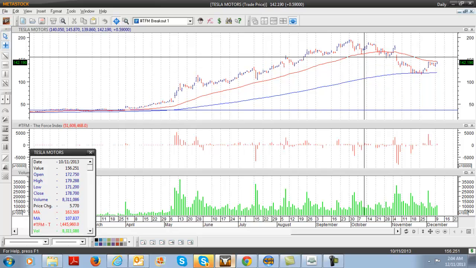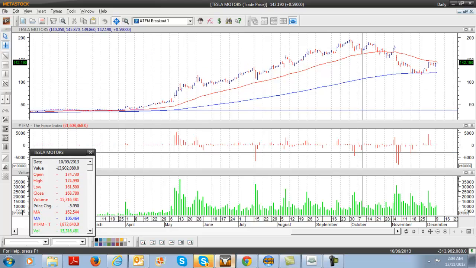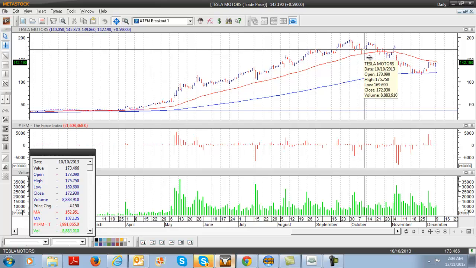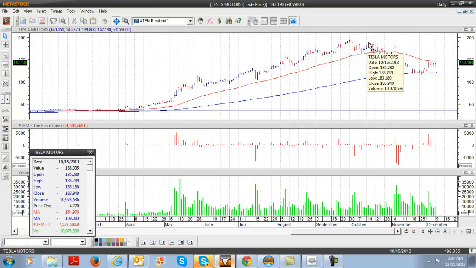Again, this is another nice little setup where you had a pullback. You had it here on the 50. And then you had a nice little run up, from 174 up to 188. Those trades, you could have just risked from the high to the low here. Wasn't that big of a risk.